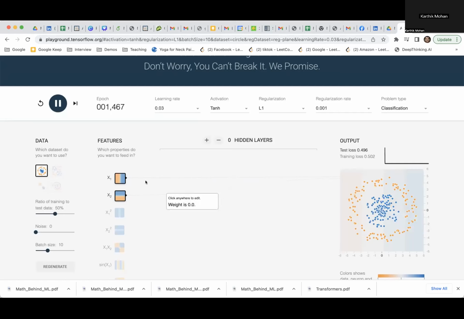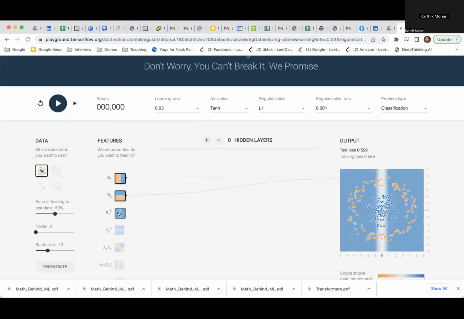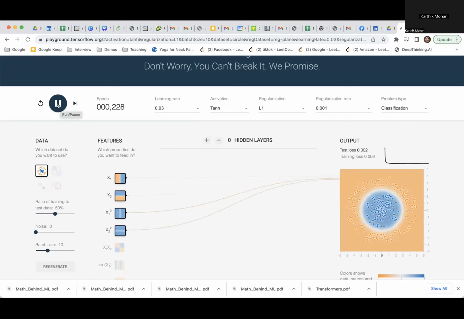Okay, let me reset this. Let's add nonlinear features, so x1 squared and x2 squared. We know that x1 squared plus x2 squared forms a circle. If I have 0 hidden layers, that means it's a linear model. If I run this again, great, I'm able to discriminate the blue from the orange because I'm using a nonlinear feature. This is still a linear model like we discussed in the video earlier, but it uses nonlinear features and hence you can discriminate really well. Okay, great.